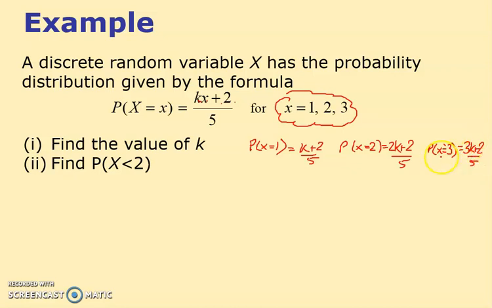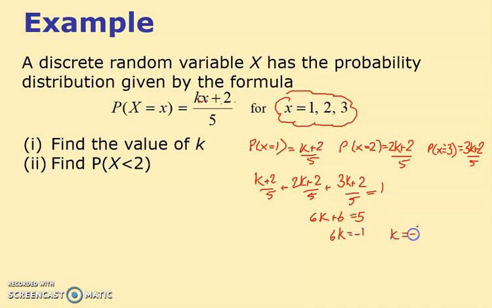Now they have to sum to 1. So k plus 2 over 5 plus 2k plus 2 over 5 plus 3k plus 2 over 5 equals 1. So I reckon that is 6k plus 6 over 5, and move the 5 over, times by the 1, I get 5. 6k equals minus 1. Oh, k is a negative number, it's minus 1/6.